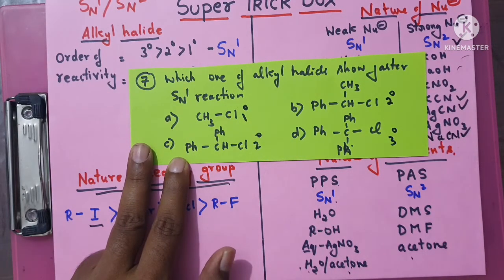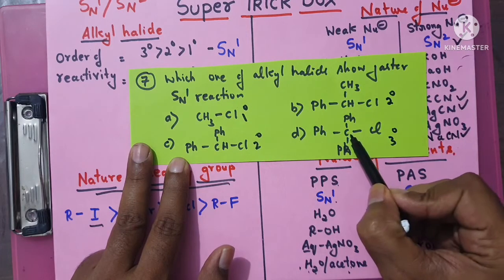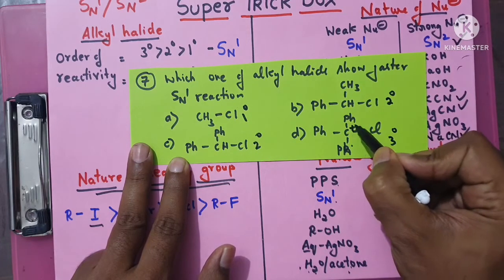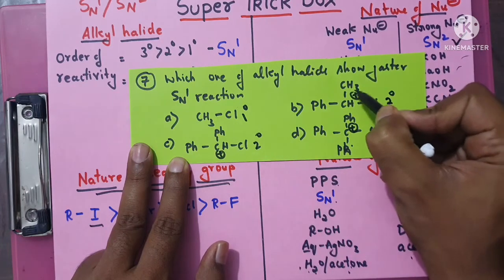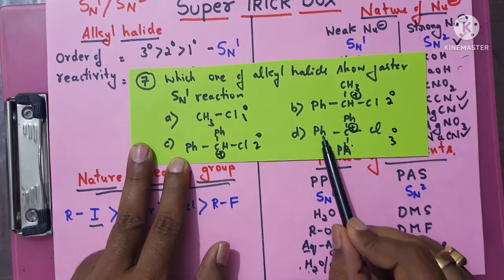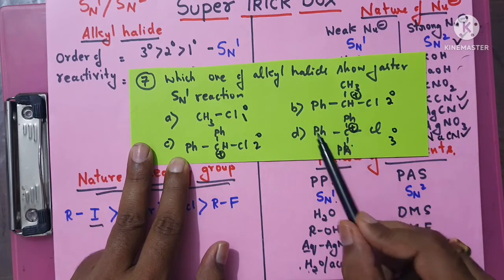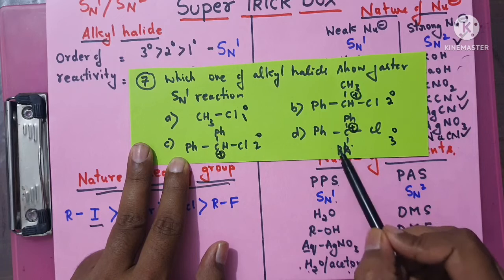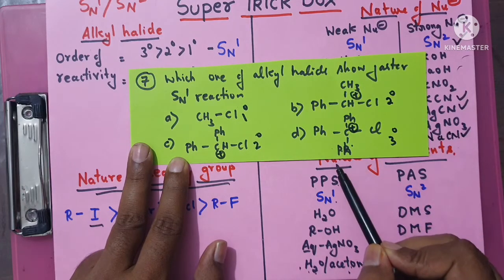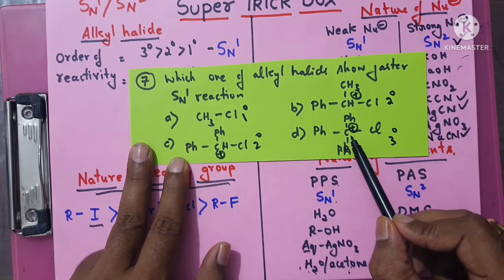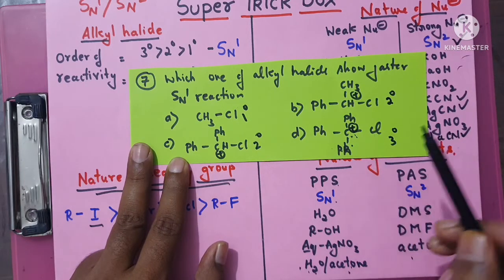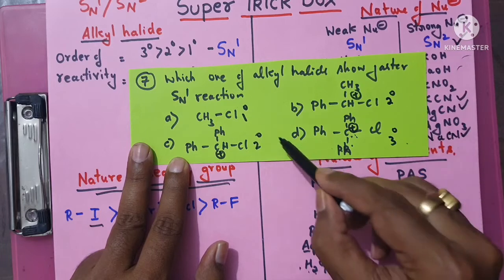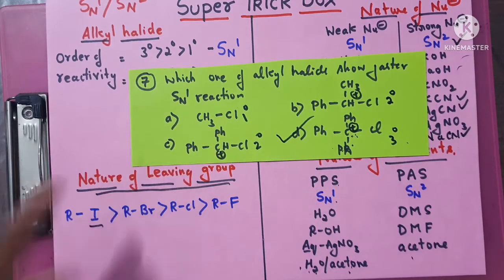In this case, if you observe, this carbon atom is more stable than the other carbon atoms. It's because there are 3 phenyl rings, benzene rings, which will show more resonance effect, due to which the carbocation stability will be more and it undergoes easy SN1 mechanism. Hope you have understood this question also.